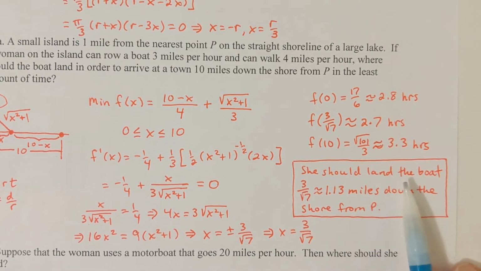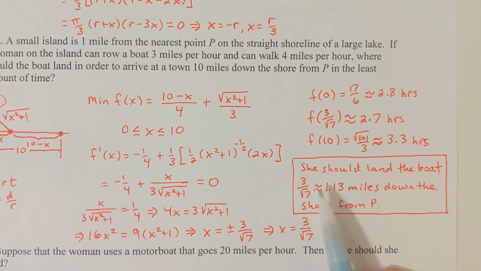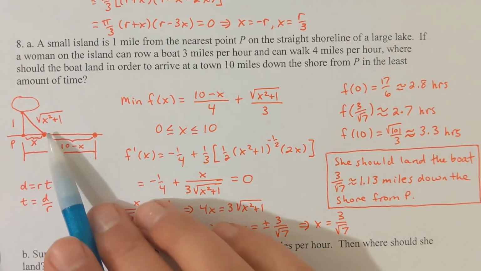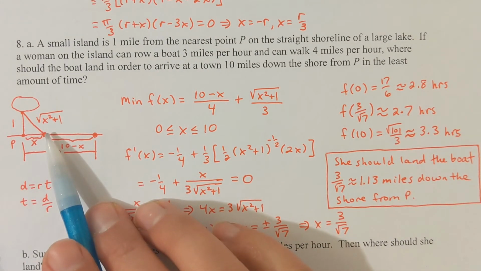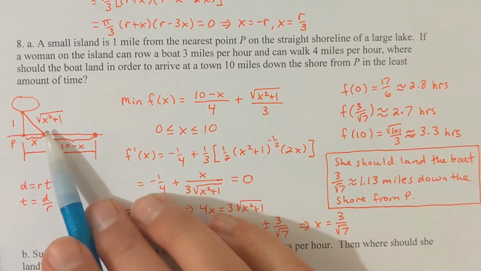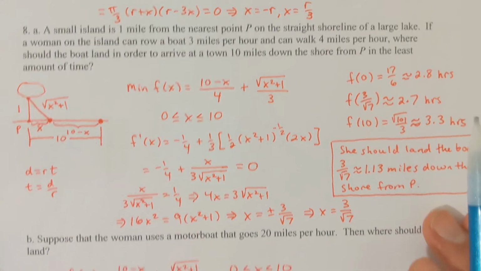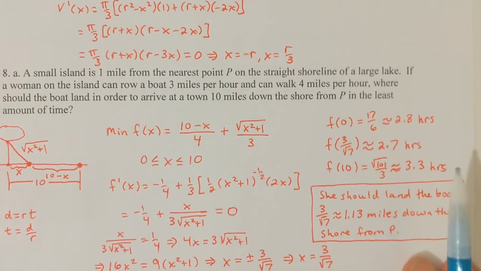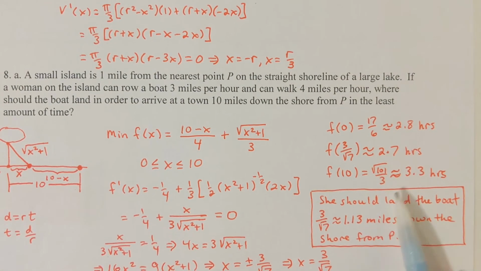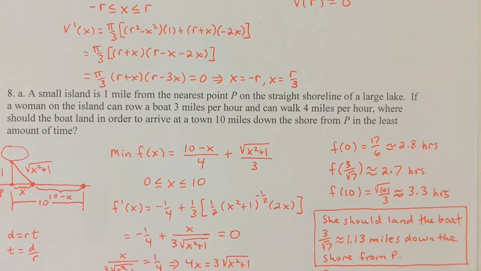Therefore, she should land the boat 3 over root 7, which is roughly 1.13 miles down the shore from point P. Okay, she'd want to land the boat 1.13 miles and then walk the rest of the way. If she goes with any other plan, it's going to take her more than 2.7 hours then.